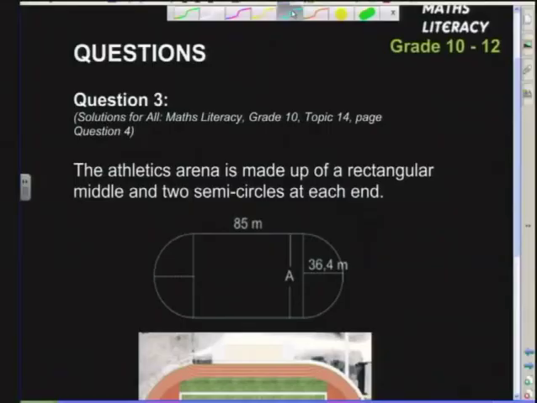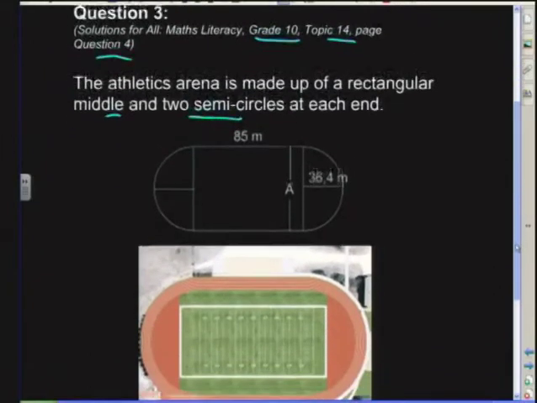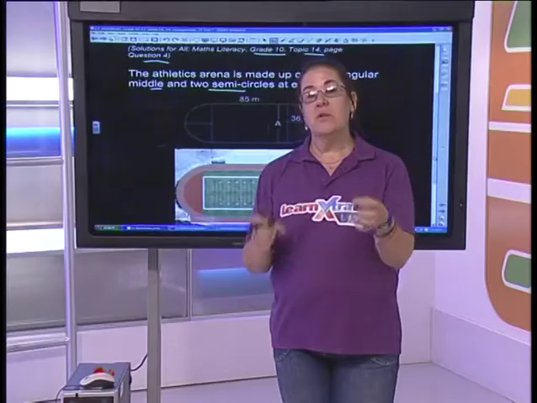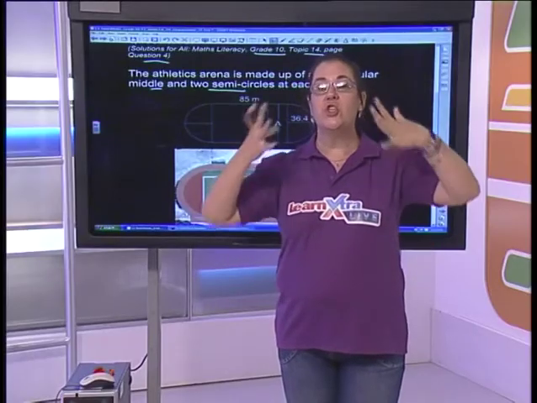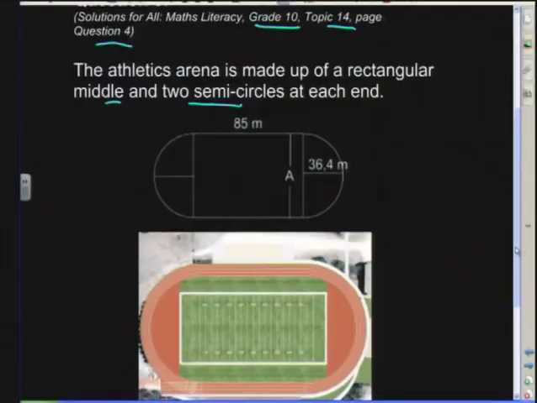So this is now a grade 10, topic 14, and question 4. An athletics arena is made up of a rectangular middle and 2 semicircles at each end. And then they give you the diagram. Now it's really important to be able to interpret a diagram. So there's my rectangular middle. So there's a rectangle. And then 2 semicircles outside. So these are semicircles.